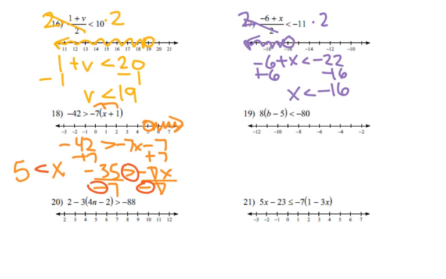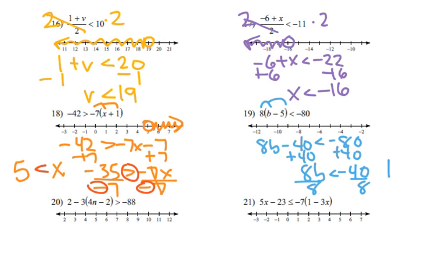Number 19, again distribute. 8b minus 40 is less than negative 80. Add 40. 8b is less than negative 40. Divide by 8, and b is less than negative 5. So negative 5, draw a hollow circle, b is less than, shade to the left.